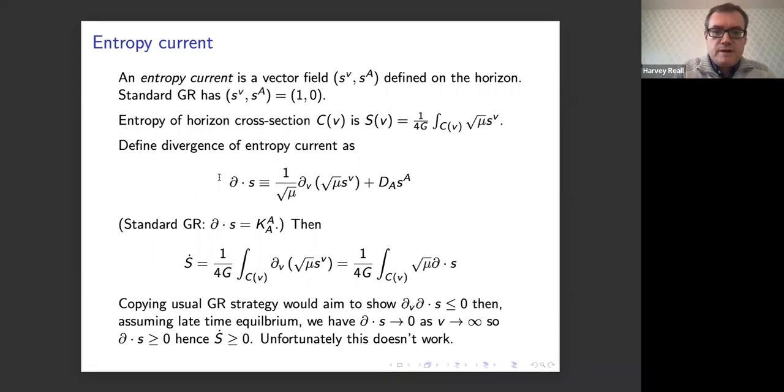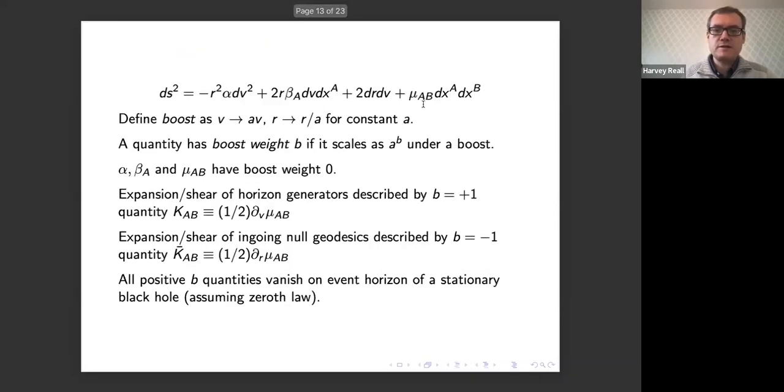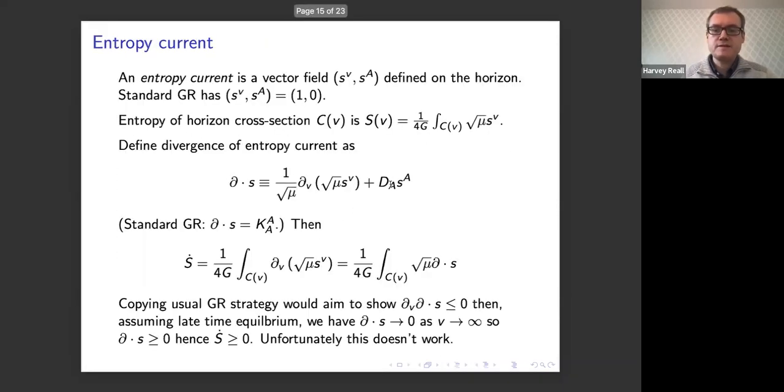We define the divergence of the entropy current like this. So this μ, remember, is the induced metric on a cross-section of the horizon. So there's some V derivative here of the entropy density. And this D here is the covariant derivative defined by our metric, this μ here. So this is a divergence in the spatial directions of the horizon. Again, in standard GR, this S^A is just 0, and this just reduces to the trace of K, which is just the expansion of the horizon generators.